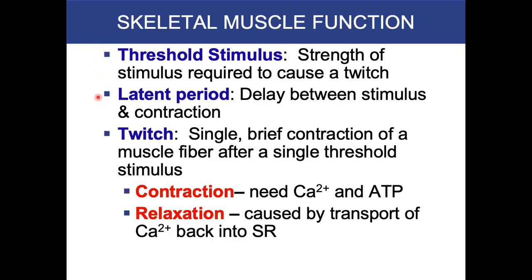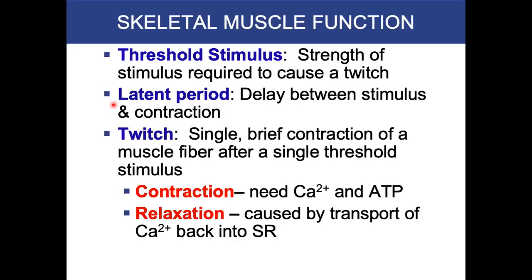Latent period is a delay between when that nerve zaps that muscle and then you get contraction. So you have to think about all the things that happen during the latency period. And this is really important. The nerve gets the muscle excited at the neuromuscular junction, and then that impulse has to be transmitted down those T tubules. You have to release calcium.